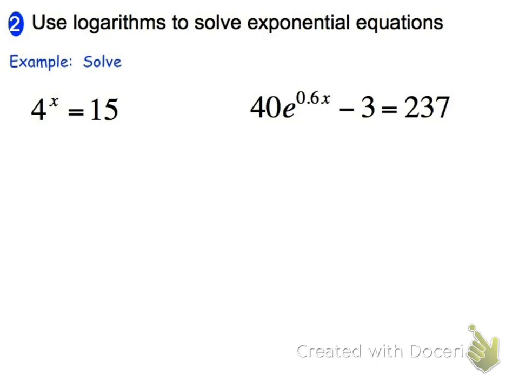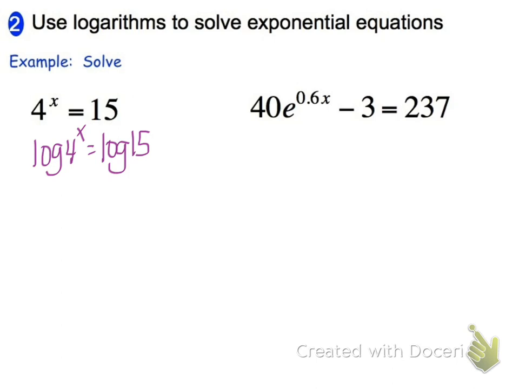The next method we can use would be to solve using logarithms. Just like when we're solving equations, when we can add things to both sides or subtract things from both sides, we can also log or ln both sides of the equation. You can pick either one, logging and lnning. It's doing the same thing. So in this first one, let's log both sides of our equation. Let's take the log of 4 to the x and the log of 15.